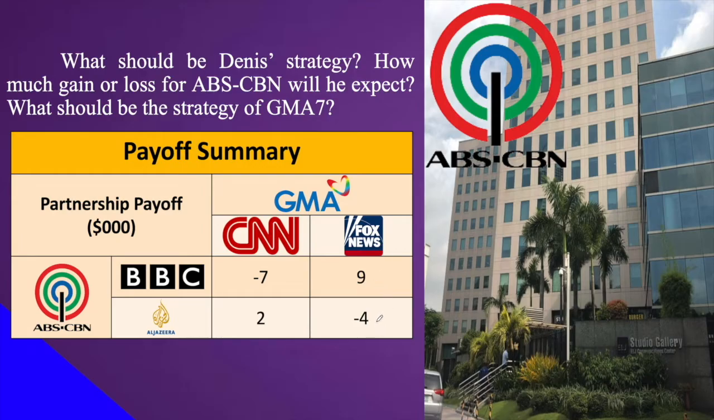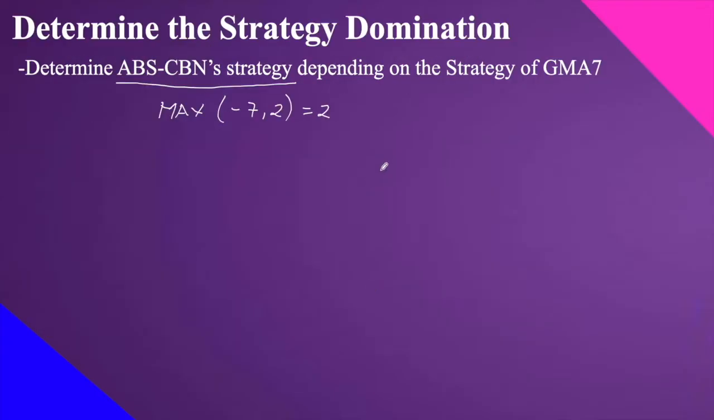saan dyan yung mas mataas na payoff for us? Na ABS-CBN tayo. No, lagi yung isipin, ABS-CBN tayo. So, meaning to say, 9. Ibig sabihin, kapag nabalitaan natin si GMA7 nakapag-partner kay Fox News, doon tayo kay BBC. It will give us a payoff of $9,000. Okay, so let's write it here. Max between 9 and -4. So, basically, this is 9.